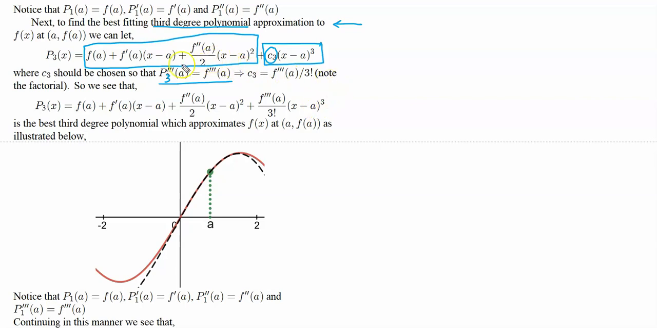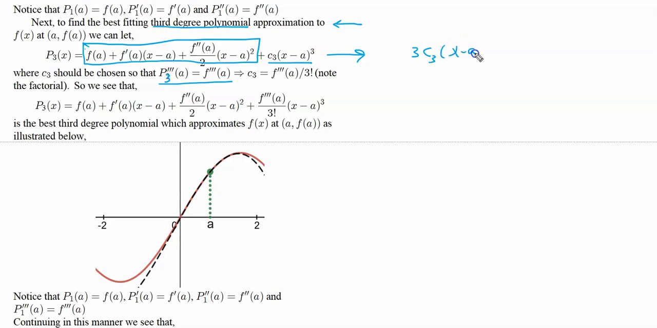All right, well, if we take the third derivative of this function that we have written right here, notice that the third derivative of this part right here will just be 0, because it's a second degree polynomial. If you take 3 derivatives of it, you will eventually get to 0. The third derivative of this part, well, let's see, what's that going to be? Well, the first derivative is going to be 3c3 times x minus a squared. That's the first derivative.